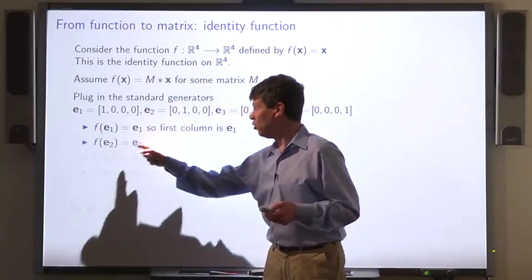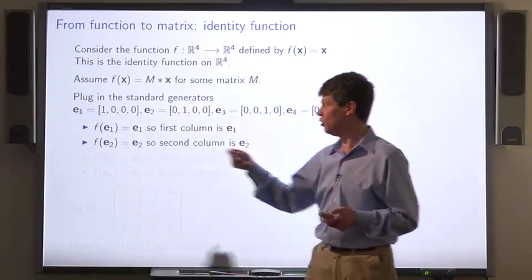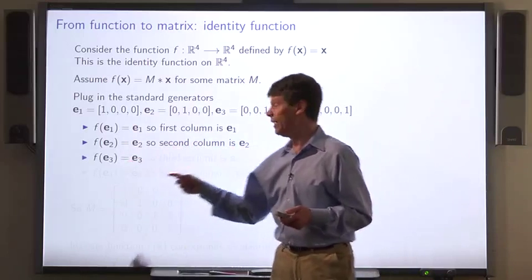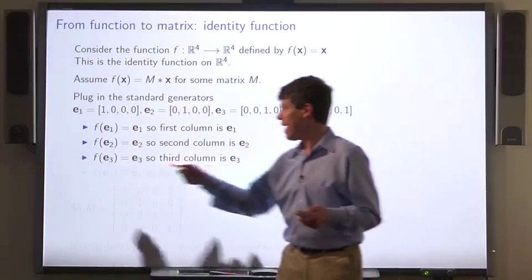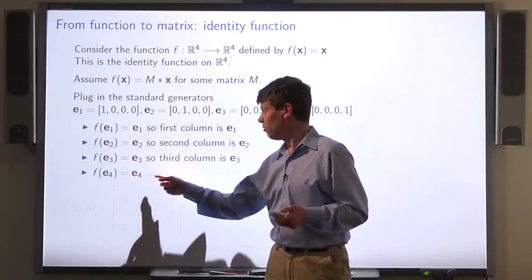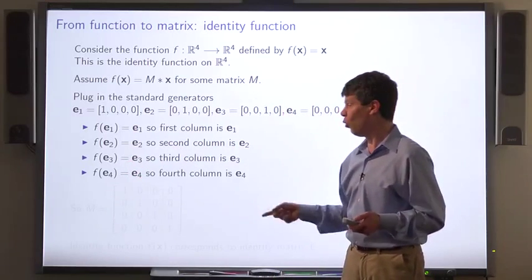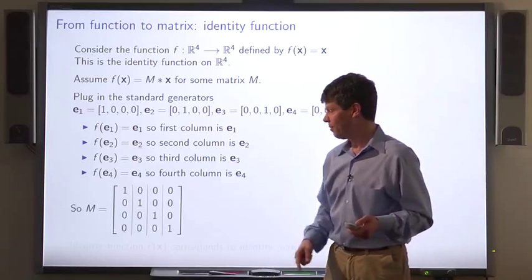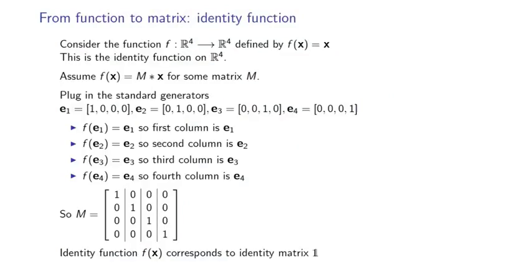Similarly, f of e2 is e2, so the second column is e2. f of e3 is e3, so the third column is e3. And f of e4 equals e4, so the fourth column is e4. So the matrix looks like this. This is the identity matrix. So we see that the identity function f of x corresponds to an identity matrix. That's why we call it an identity matrix.